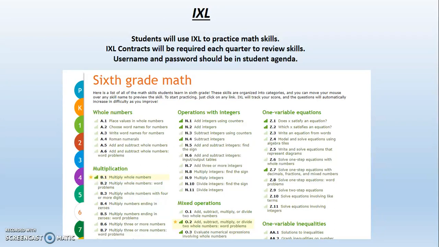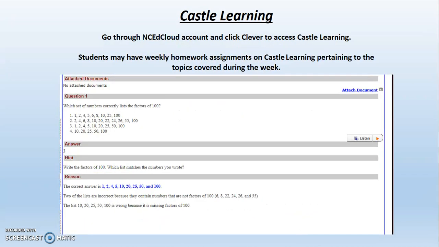Username and password should be in the student agenda. I realize that some students have had an IXL account in the past, but this year we have a Bailey account. Every student received the Bailey account last week, and they all should have their username and password. Again, it should be written in the student agenda.